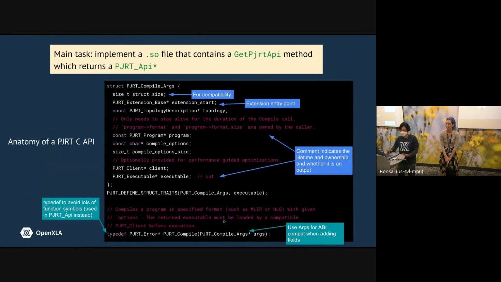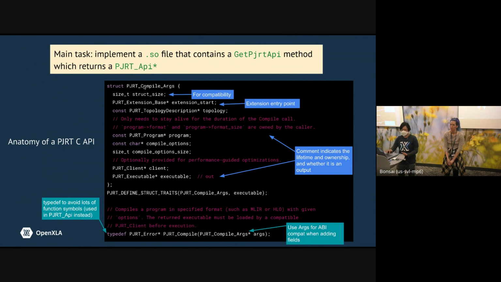Let's look at one of the PJRT compile C APIs as an example. So here is the PJRT compile API. We use a typedef to avoid lots of function symbols. And then the method always returns a PJRT error. This is also a data type that is implemented by the plugin. We combine all the input and output inside this PJRT compile args, and therefore adding new fields would be easier for the API compatibility.